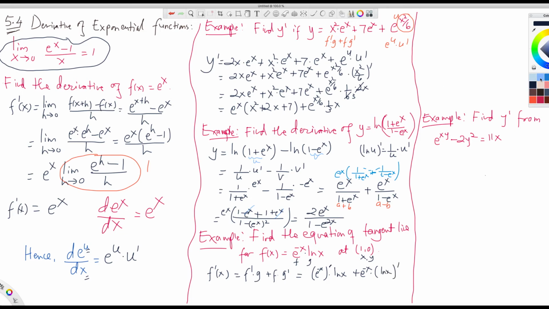So you tell me, what is the derivative of e to the negative x? The derivative of e to the x is e to the x. But the derivative of e to the u is e to the u times u prime. So it is like e to the u. You see that? This is like a u.